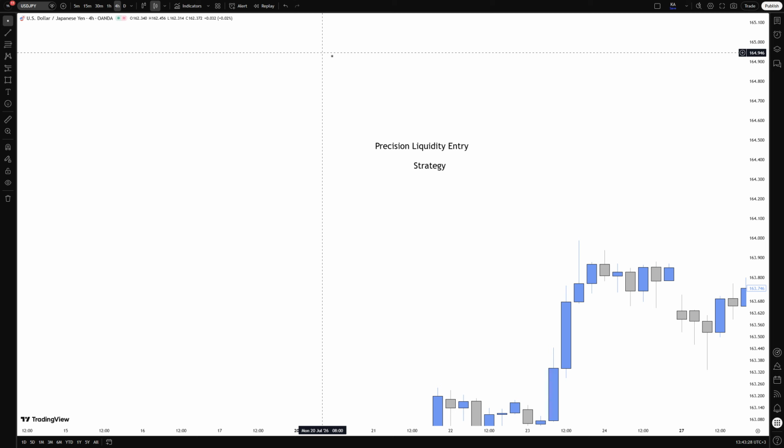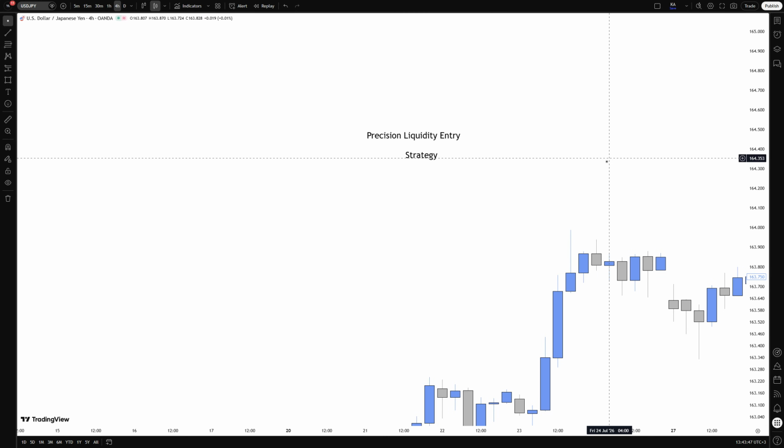I've personally tested this concept across Forex, gold, crypto, NASDAQ, and etc. While no strategy is perfect, this one has become one of my favorite methods for finding precise entries with relatively small stop losses. Let's get into it.